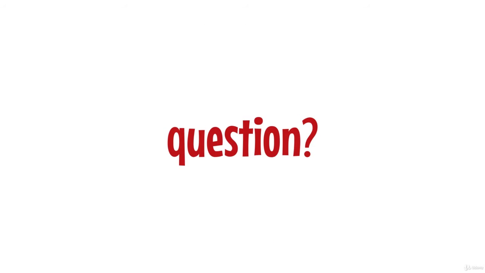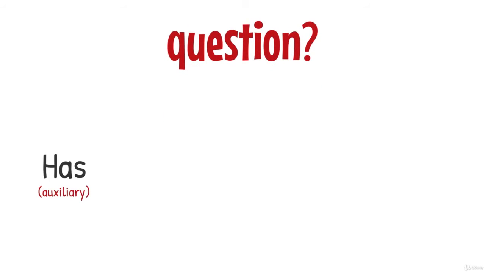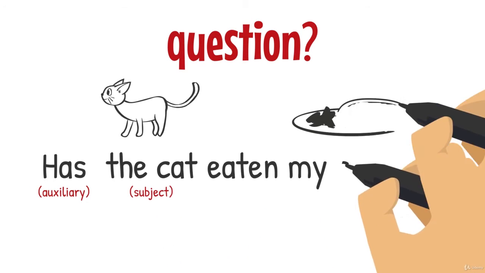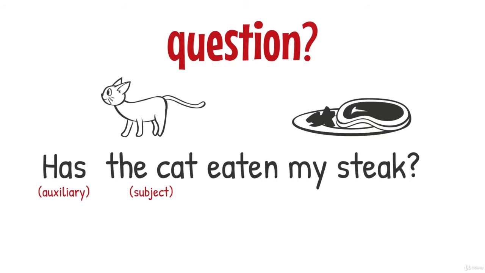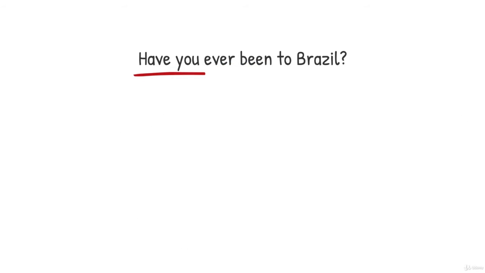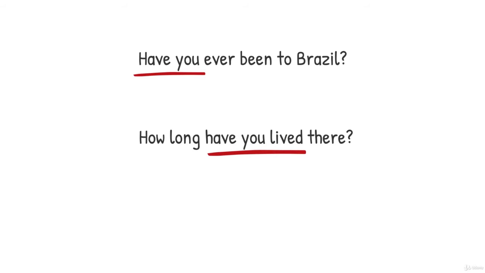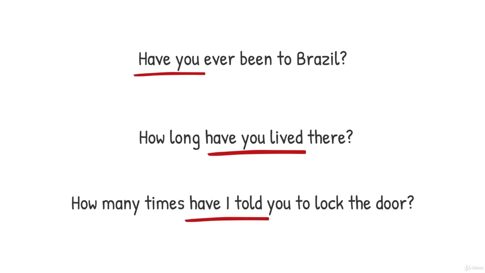Okay, how do we make a question in present perfect? That's pretty simple. The auxiliary verb have or has goes before the subject instead of after it. For example, have you ever been to Brazil? How long have you lived there? How many times have I told you to lock the door?